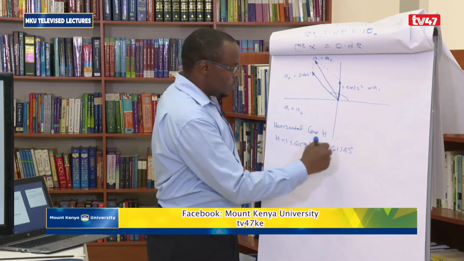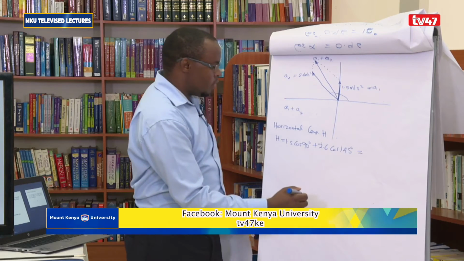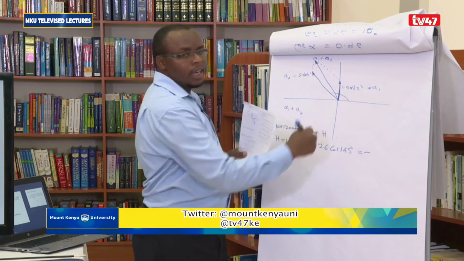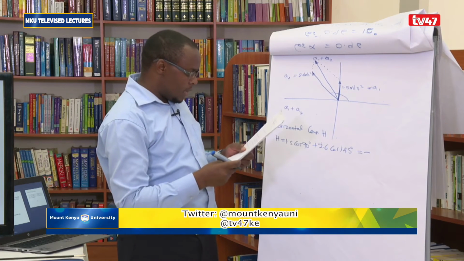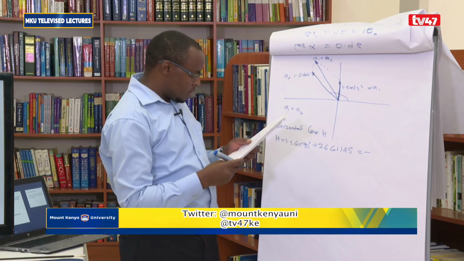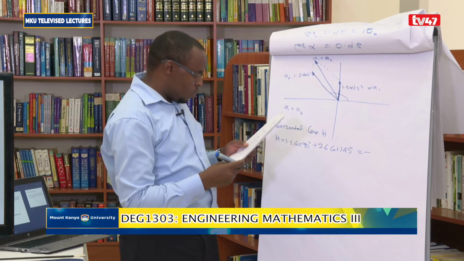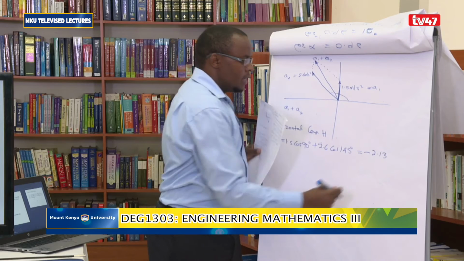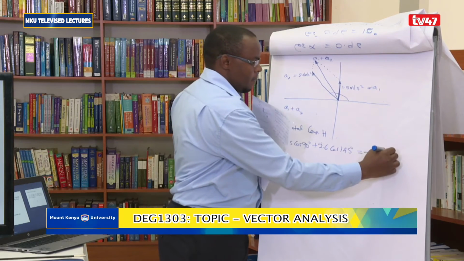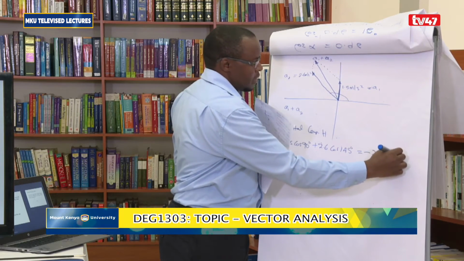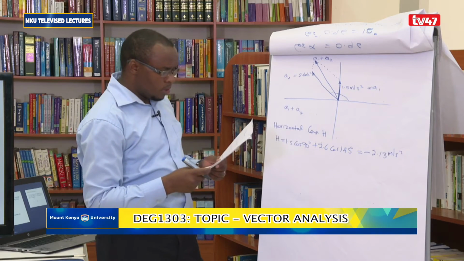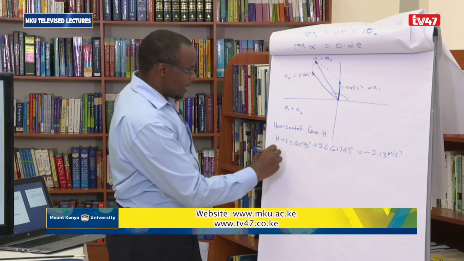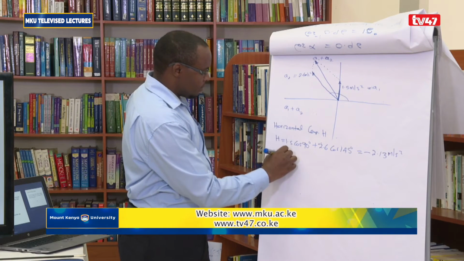is going to give you a negative, because cosine here in the second quadrant is usually negative, and therefore this is going to give you negative 2.13 meters per second squared. Then we have the vertical component.